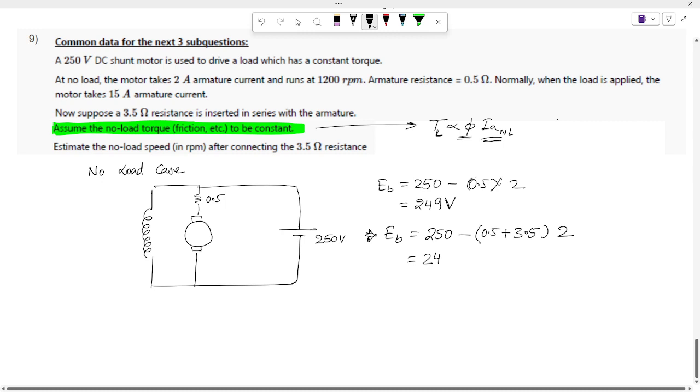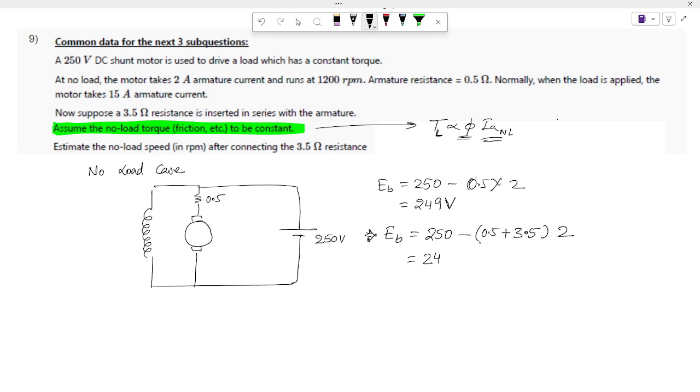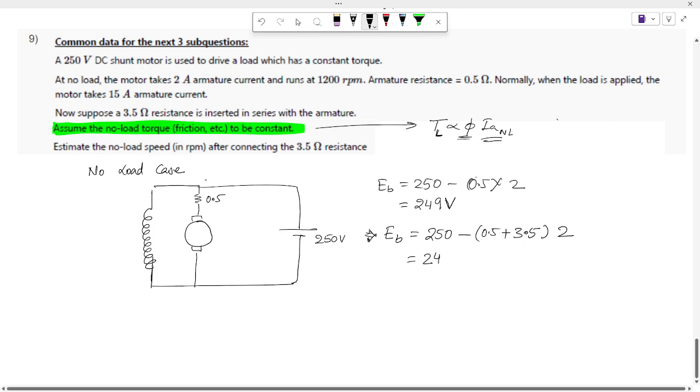248. Sir, 4. The armature current will not change after adding this resistance. It is written to assume that the no load torque is constant. So no load torque is proportional to phi into Ia. Yes or no? Yes, sir, if we are not playing with this, we are just inserting the resistance.